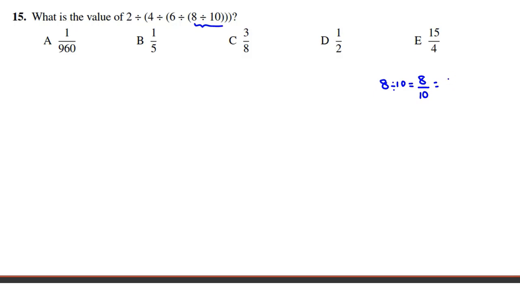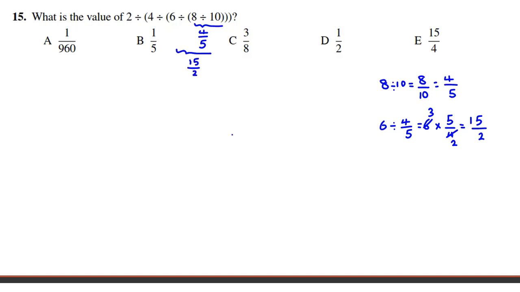If we divide both numerator and denominator by 2, it will be 4 over 5. Now 6 divided by 4 over 5. The rule is 6 times the reciprocal of the second part. If you divide by 2, it will be 2, it will be 3. So it will be 15 over 2. So this part is 15 over 2.